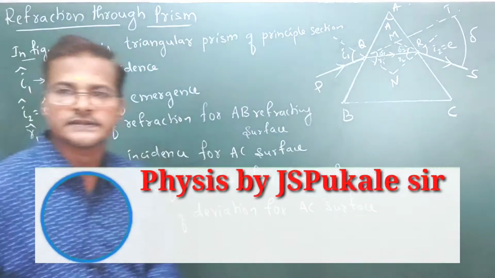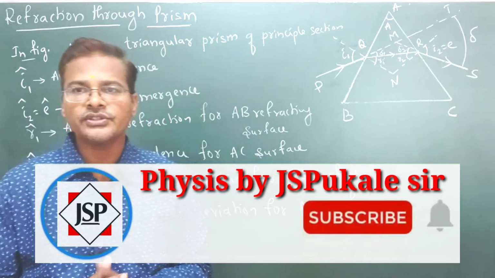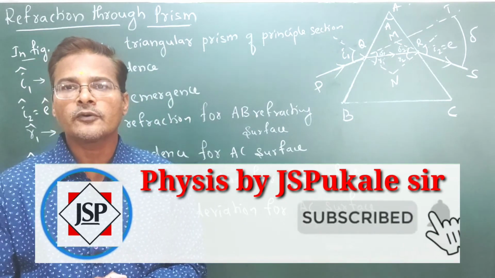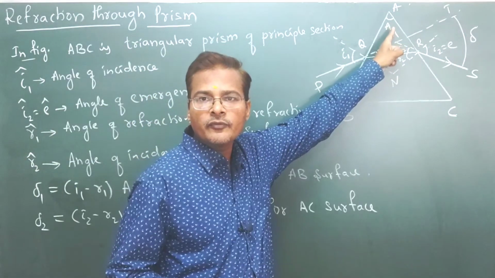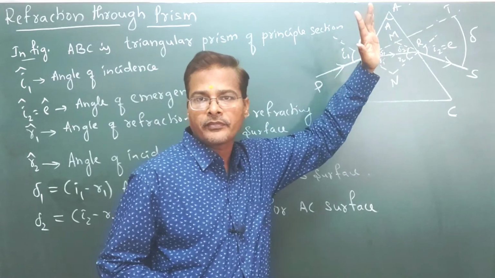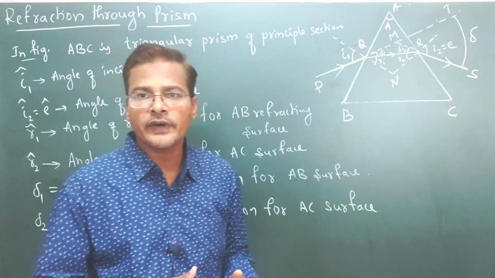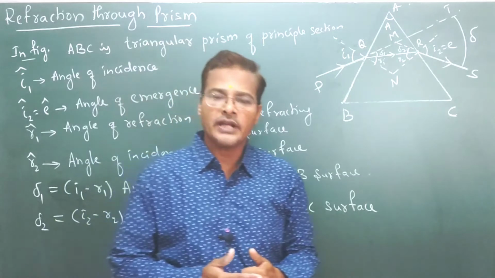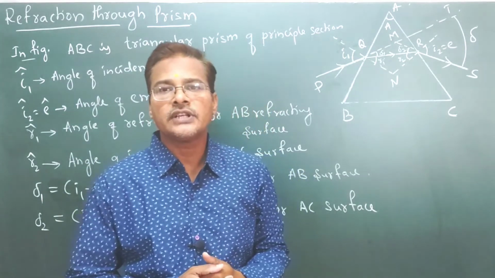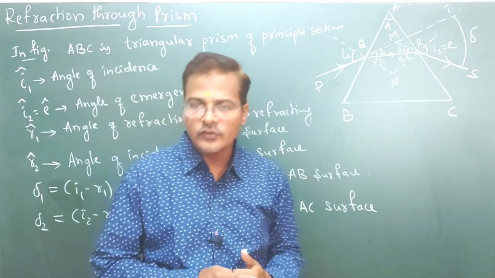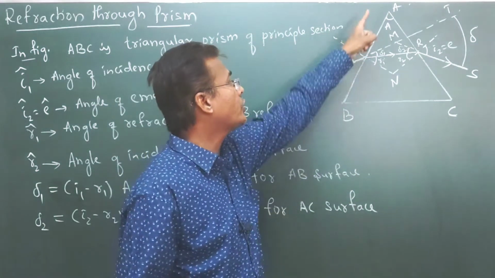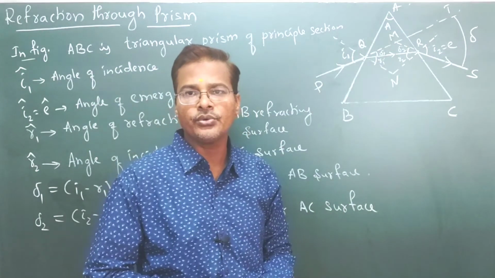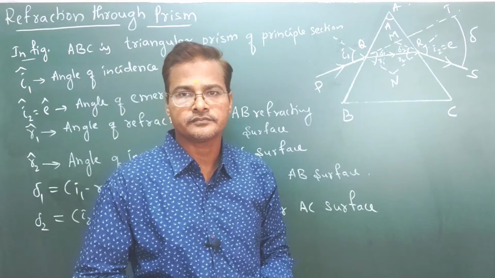To derive this, first of all we are going to calculate the angle of prism, that is A. For that we require a quadrilateral. Here we are going to see the quadrilateral AQNR. AQNR is the one quadrilateral.